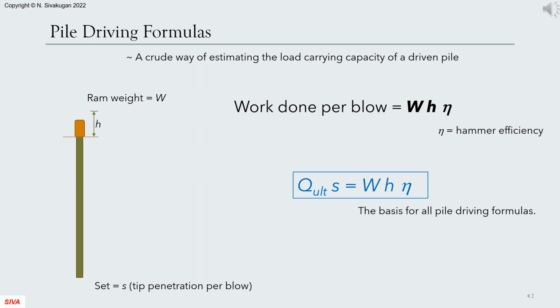Pile driving formulas provide a crude way of estimating pile load capacity. Here, we equate the work done by the pile to the energy delivered to the pile head. Here, S is the set, which is the penetration of the pile tip per hammer blow. There are more than 10 different pile driving formulas. Due to their poor reliability, we use a very large factor of safety, sometimes as high as 6.